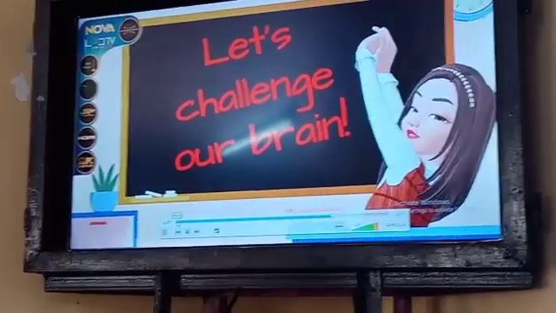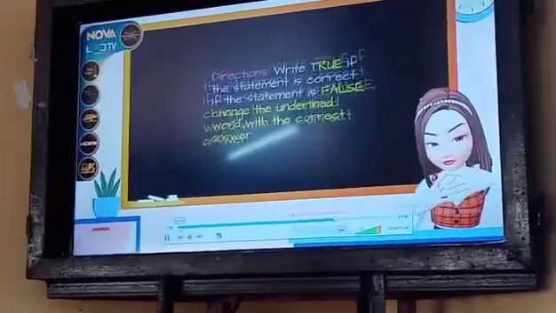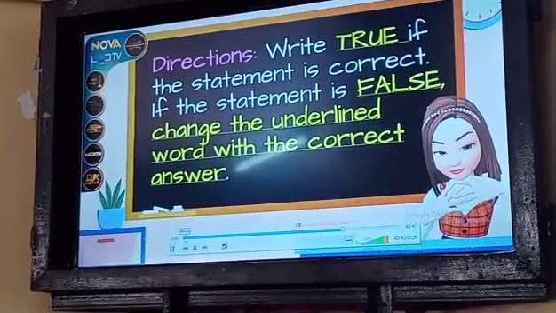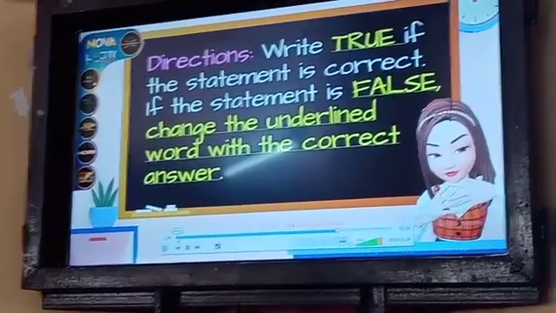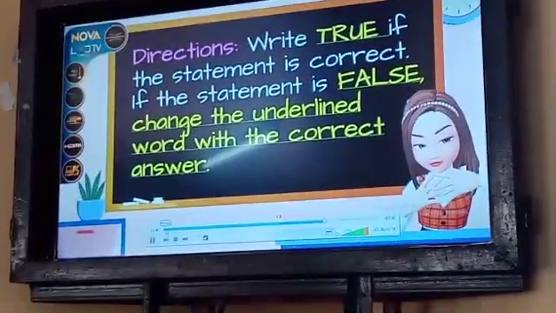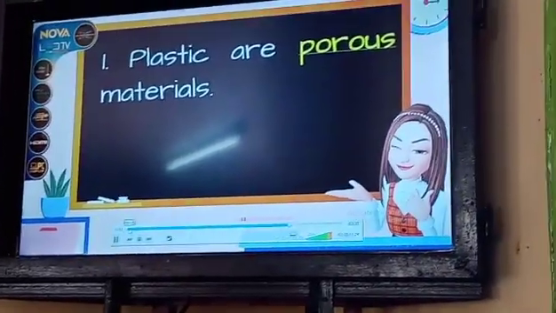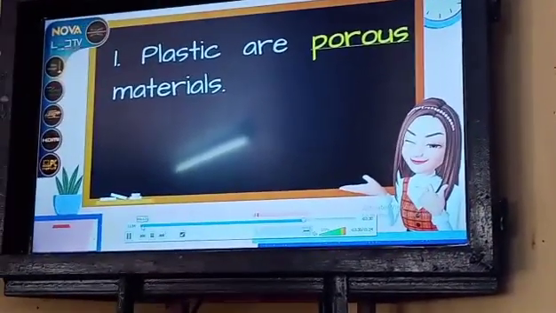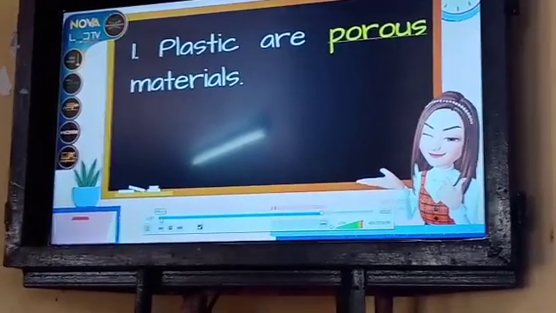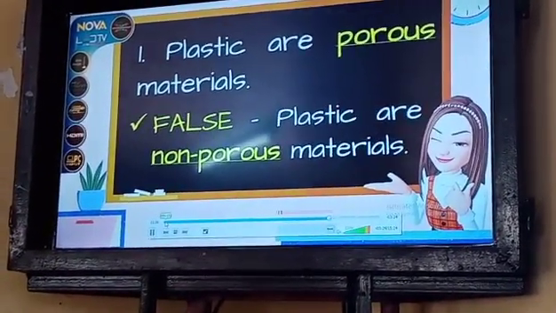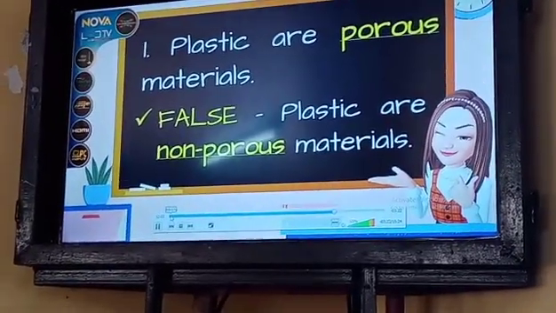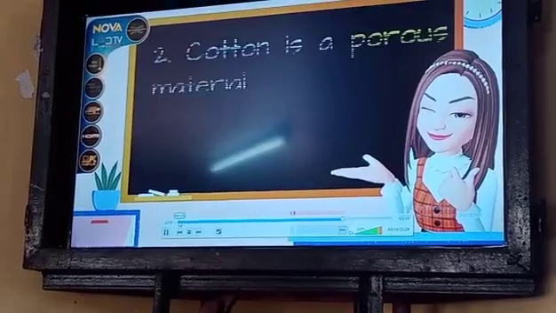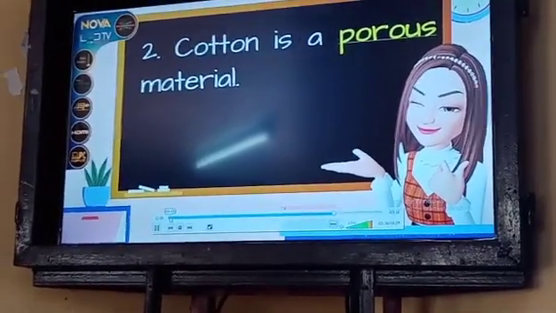So let's challenge our brain now. Are you ready? Direction. Write true if the statement is correct. If the statement is false, change the underlined word with the correct answer. Number 1. Plastics are porous materials. So the correct answer here is false. Plastics are non-porous materials. Number 2, cotton is a porous material. So what would be the correct answer now? The correct answer is true.